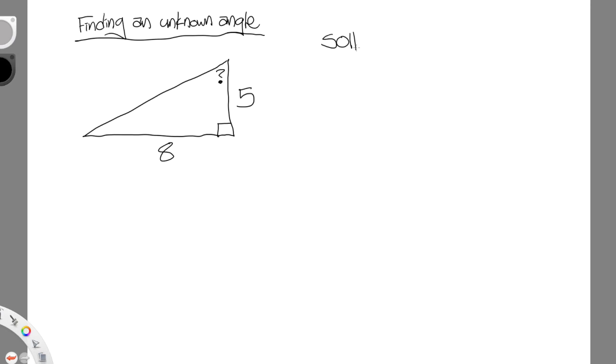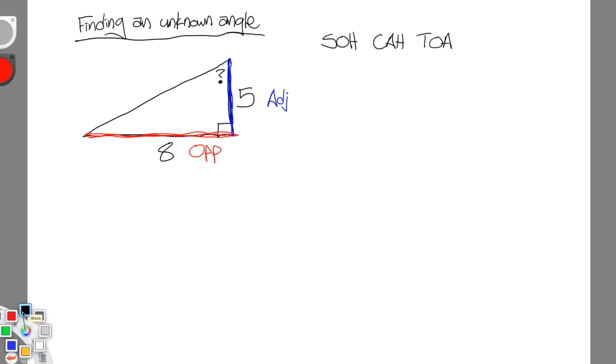We still have our SOH-CAH-TOA. It's still the same process. So if our angle is up there at the top of this triangle, then this side, the 5, touches the angle. So that makes this our adjacent side. However, this 8 over here is on the exact opposite side of the triangle as our angle. It does not touch the angle, so this is our opposite side. So we have opposite and adjacent, which tells us that we're going to want TOA, or tangent.